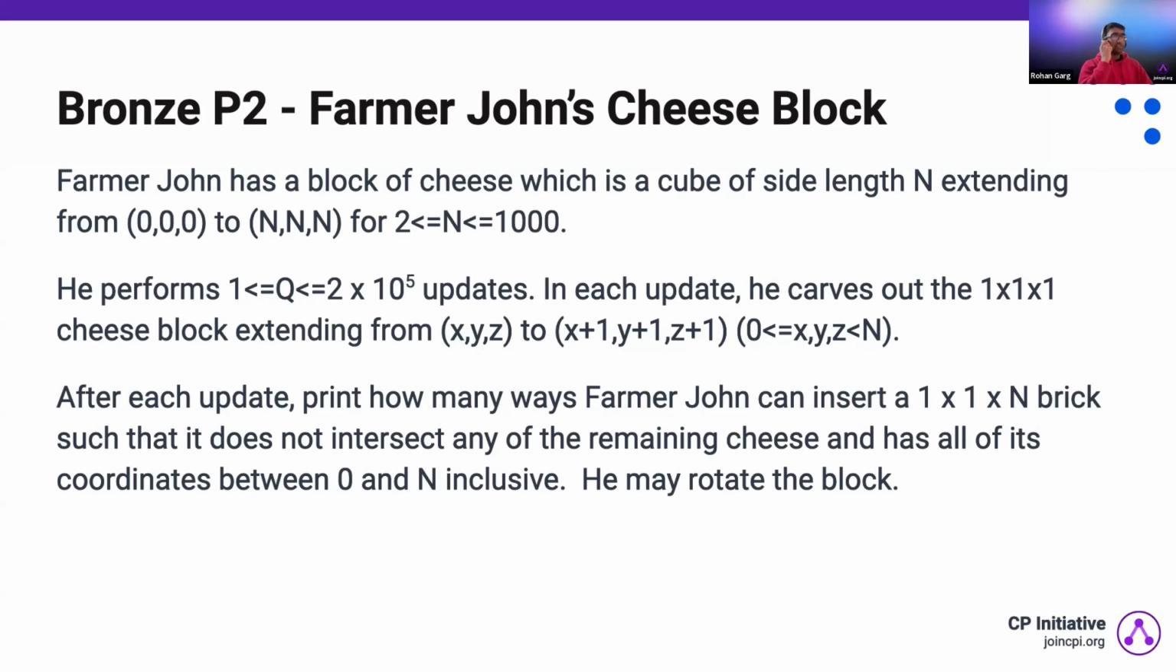So after each update, you're trying to find how many ways Farmer John can insert a one by one by n block, or I guess brick, such that it doesn't intersect any of the remaining cheese. And all of the coordinates are between 0 and n inclusive. By all the coordinates, I mean all 8 corners of the block. And the block may be rotated. So you could do 1 by 1 by n, you could also do 1 by n by 1 and n by 1 by 1.